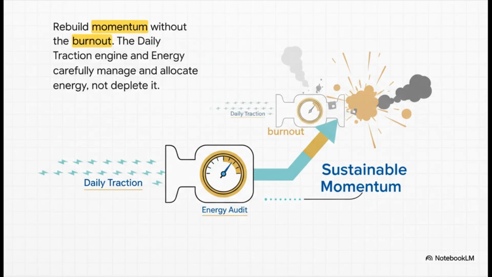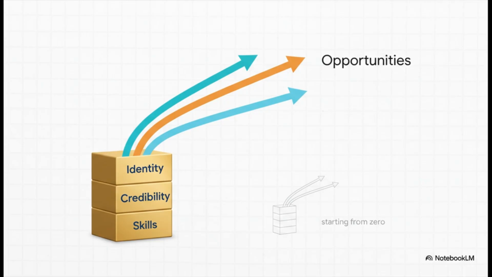Third, rebuilding momentum without burnout. This is a direct output of two key components we looked at, the energy audit core component and the daily traction momentum engine. They work together to ensure that progress is fueled by sustainable energy management, not by just depleting your reserves. And the final system-enabled outcome, creating opportunity without starting from zero. The architectural through-line of this whole playbook is leveraging what you already possess. By auditing and redeploying existing skills and results, the goal is to shift from a position of seeking opportunities to one of creating them.